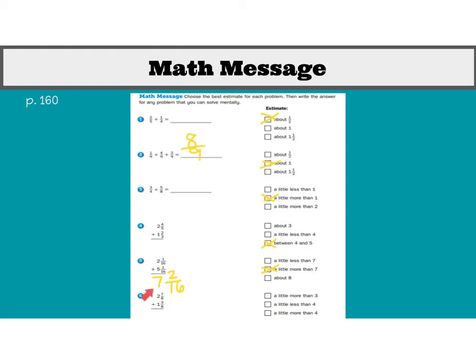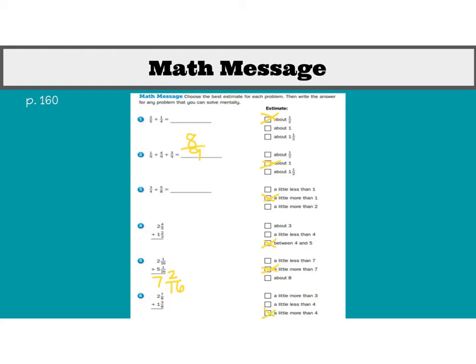We've got 2 and 7/8 plus 1 and 3/8. Again, I notice I have the same denominator, which is a good thing. My whole numbers here are 2 and 1. So is it going to be a little more than 3? A little less than 4? Or a little more than 4? What do you think, guys? What's it going to be? I think it's going to be a little more than 4.